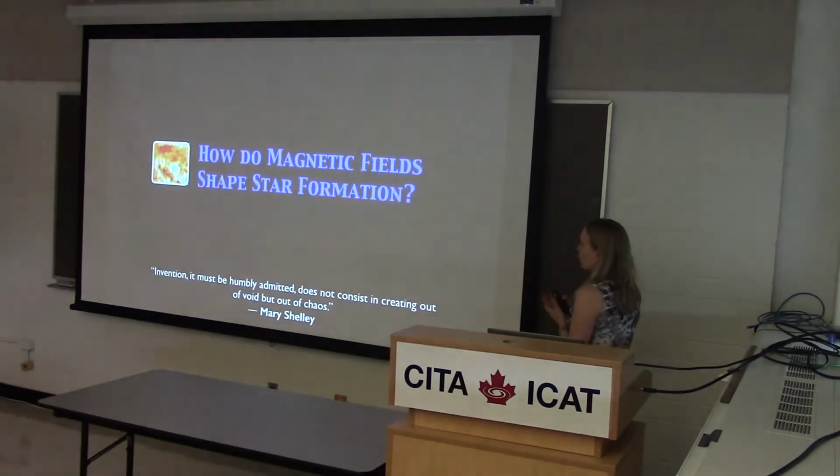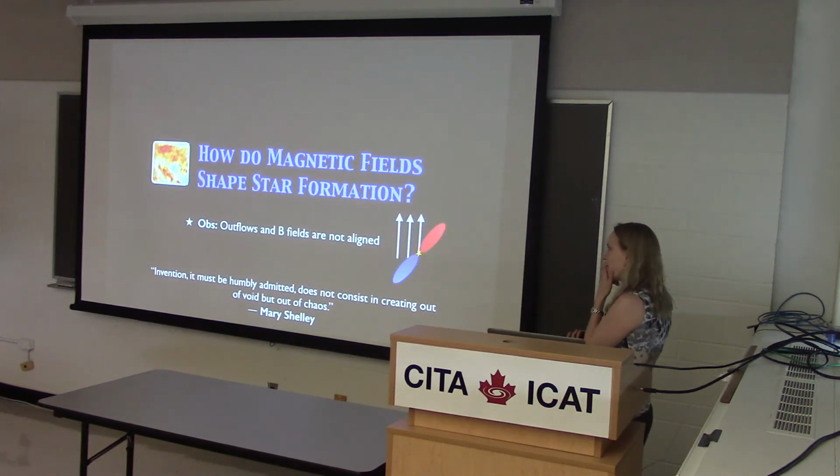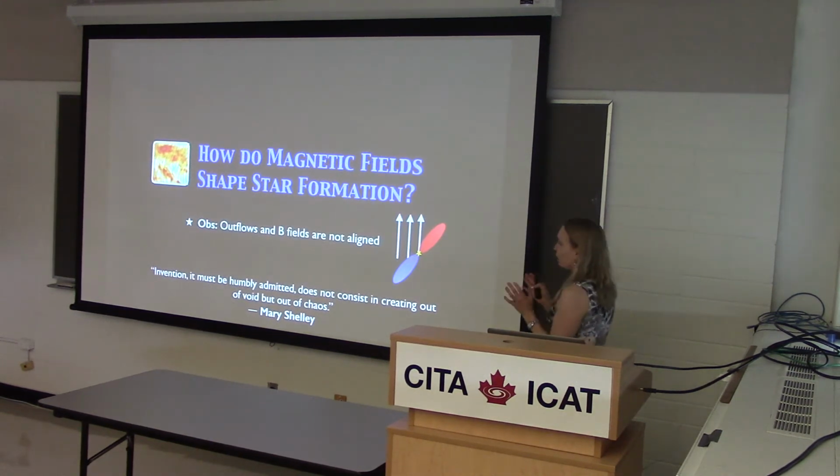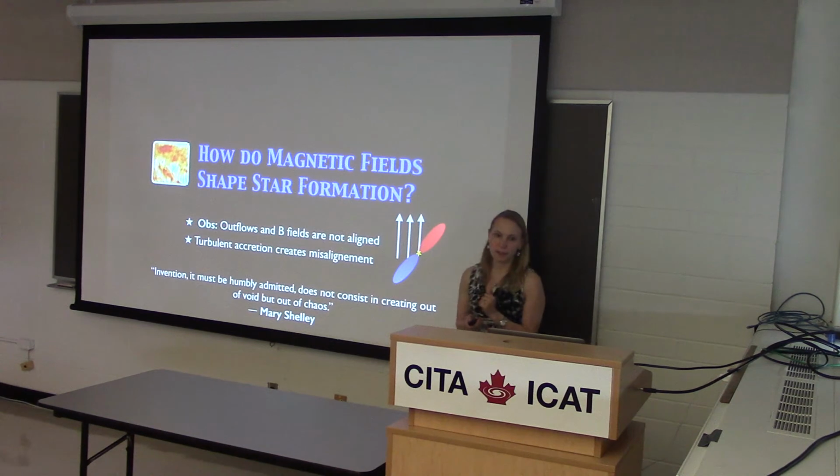All right, so part 2. Well, I'm going to summarize before we move on to part 2. So what we've learned is that outflows and magnetic fields are not aligned, and this is because turbulent accretion can create misalignment.